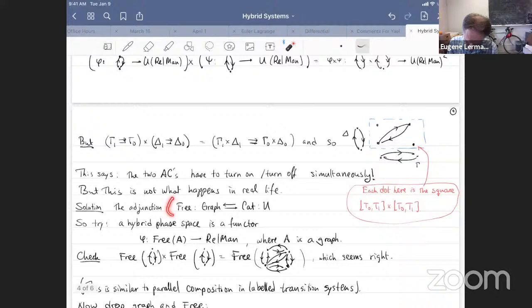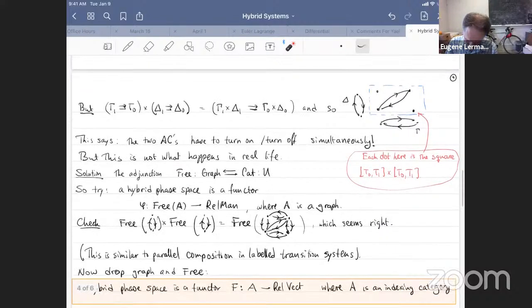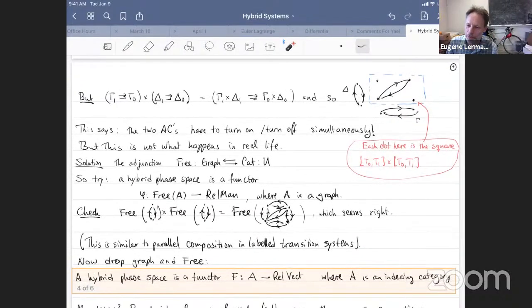The fix that I'm going to suggest is that we use the adjunction between graphs and categories. And remember, we already had this functor showing up in the definition. So maybe we should really use this functor to define hybrid phase spaces. So let's try a hybrid phase space as a functor like this. I have a graph, I take the free category on that graph, and then I take a functor instead of a map of graphs. It looks like nothing has changed, because we have an adjunction.